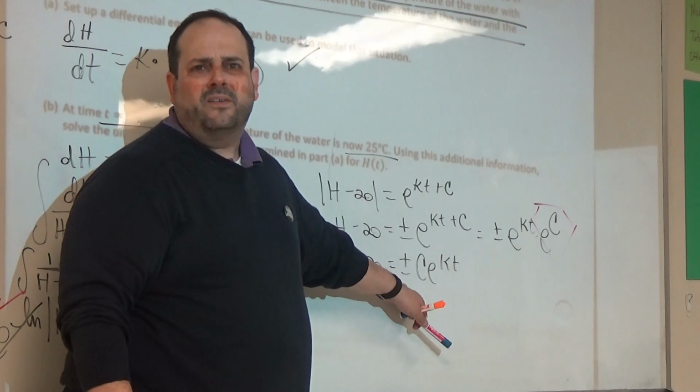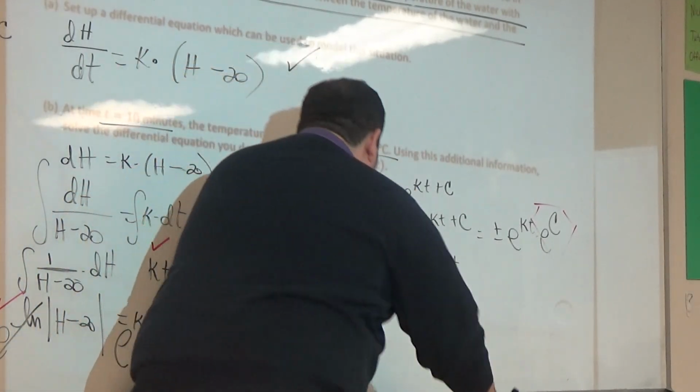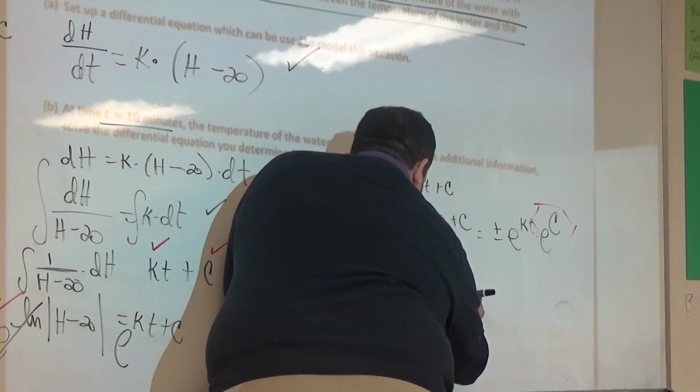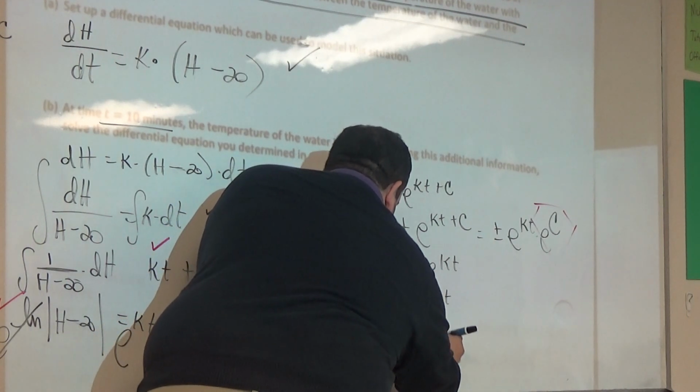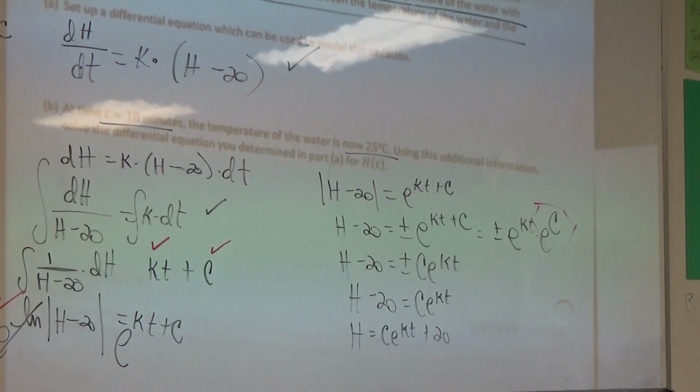Is everybody okay that I can get rid of this plus minus? Yeah. Right, c is a constant, whether it's positive, negative, doesn't matter. Big H minus 20 equals c e to the k times t. I'm going to add 20 to both sides. C e to the kt plus 20. I am so not done, but we're almost out of time. I need to figure out k, and I need to figure out c.